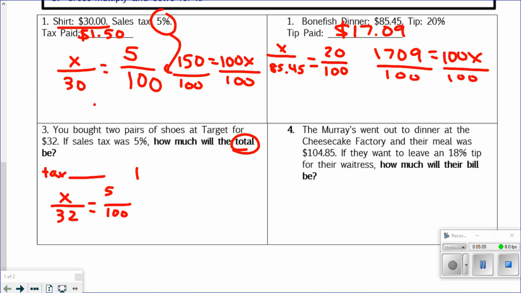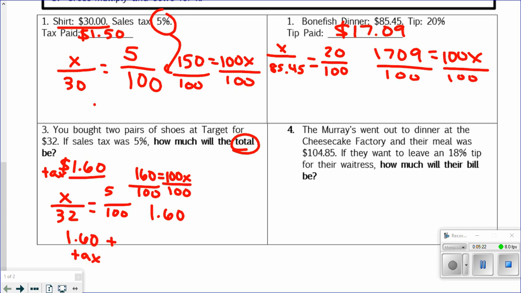So 32 times 5 is 160. There's 100x. Divide both sides by 100 and you get 1.60. So that's just the tax. Now to find the total, we're going to take the $1.60 tax plus the $32, the original price, and that'll give me $32.60. So that would be my final answer. That's my total.